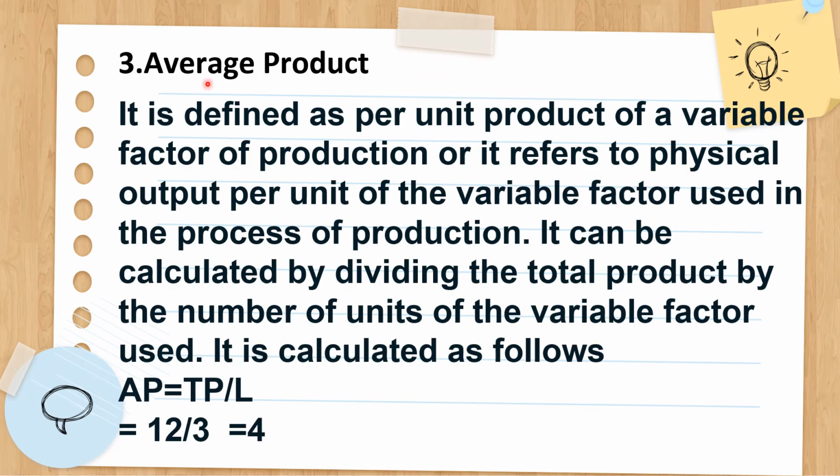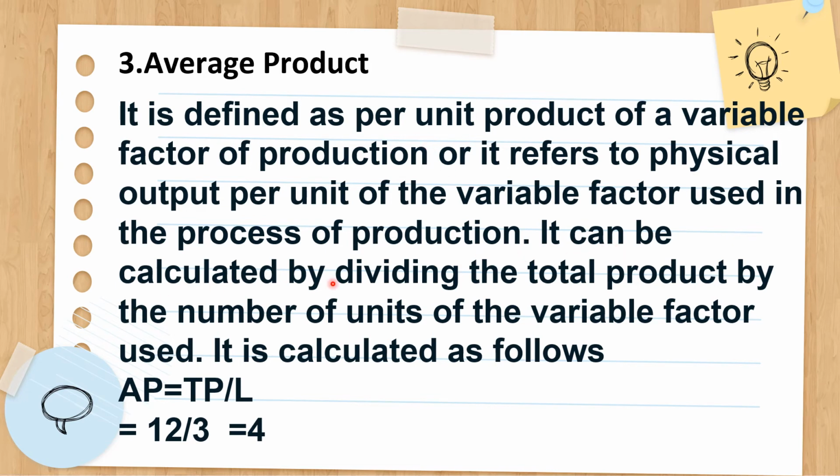Moving on to the third concept, which is average product. Average product is defined as per unit product of a variable factor of production, or it refers to physical output per unit of the variable factor used in the process of production. The key word here for us is per unit. So it tells us, for each unit of the variable factor, how much does each unit contribute to the process of production.